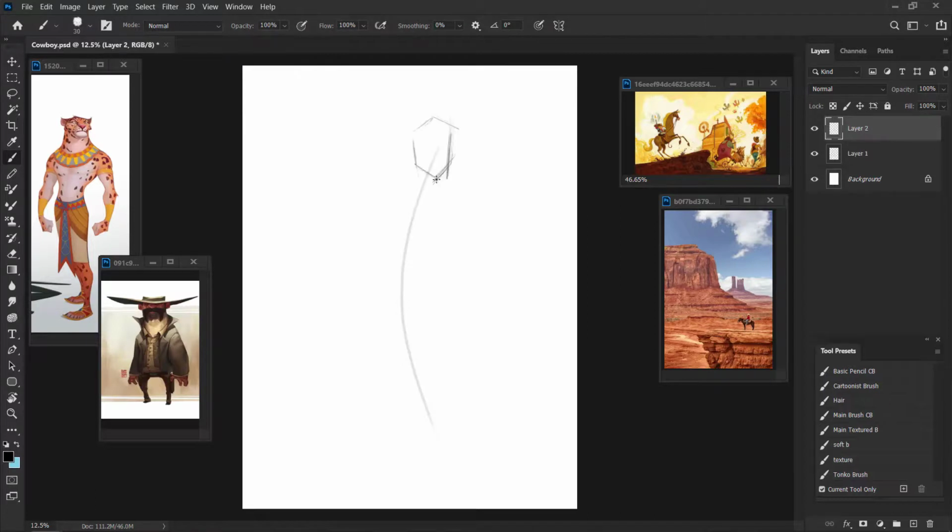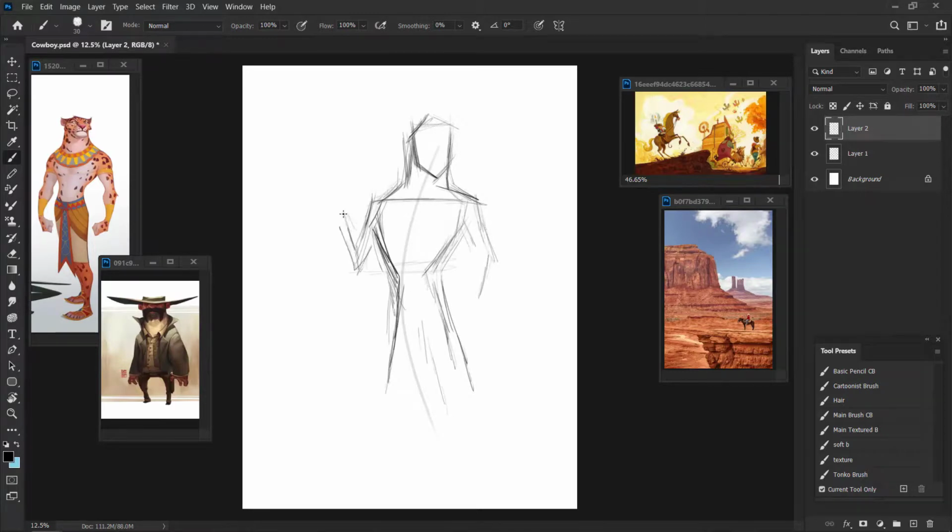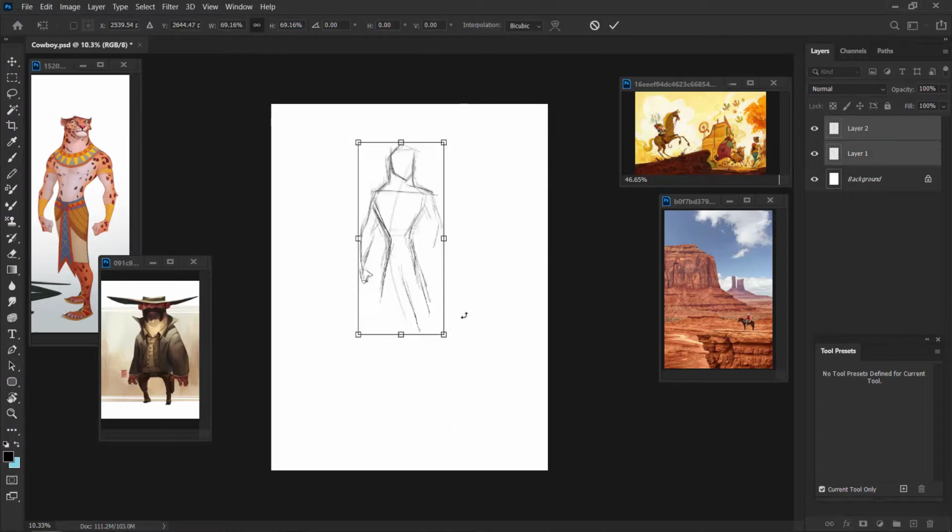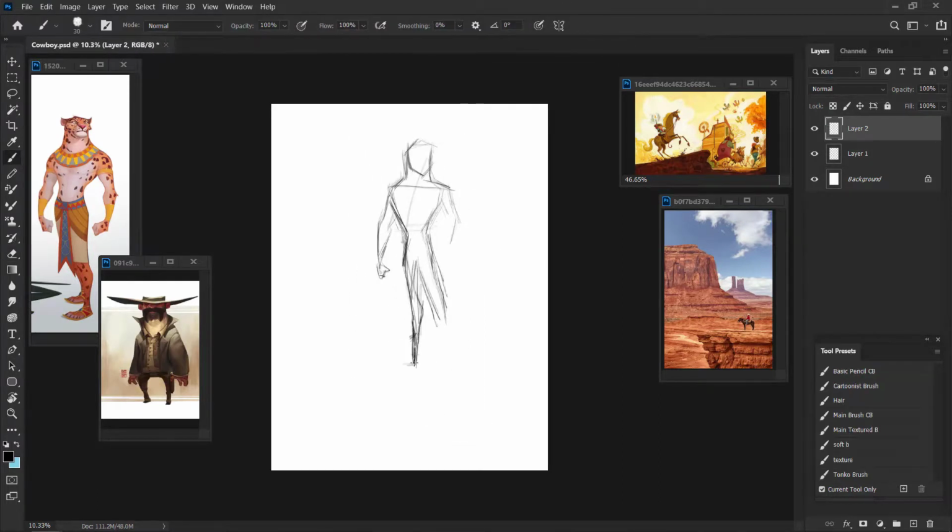Next step is the story. Knowing if the cowboy is connected to the environment, I'll be doing that later on. Since I got this short description, I need to match his personality with his pose.